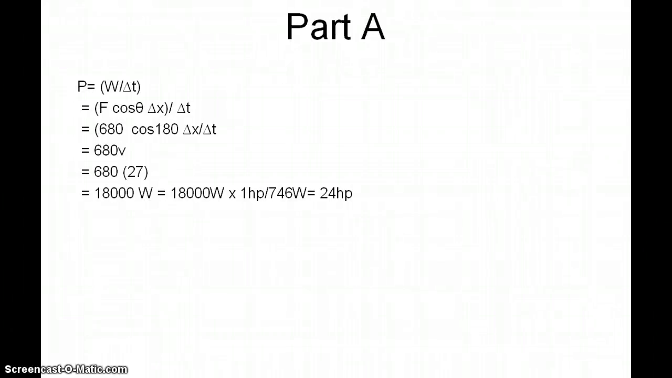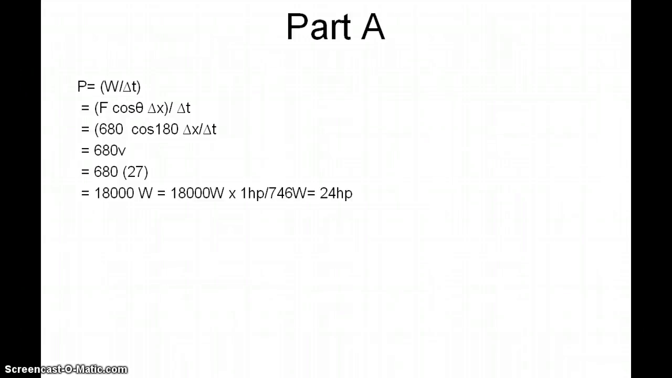So for part A, we use the equation power equals work divided by change in time, and we know work to equal force times cosine theta times change in distance. From here we could plug in force to equal 680 and theta to be 180 because the forces of friction travel in the opposite direction of the car's motion, which I said was positive. So this would be in a negative direction, which is why it's cosine 180. Change in distance divided by change in time is the same thing as velocity. So we get 680 times velocity.